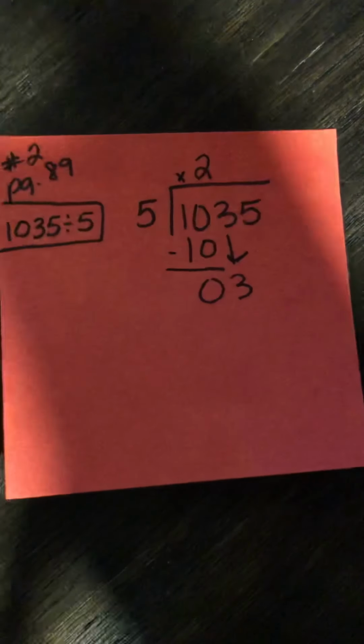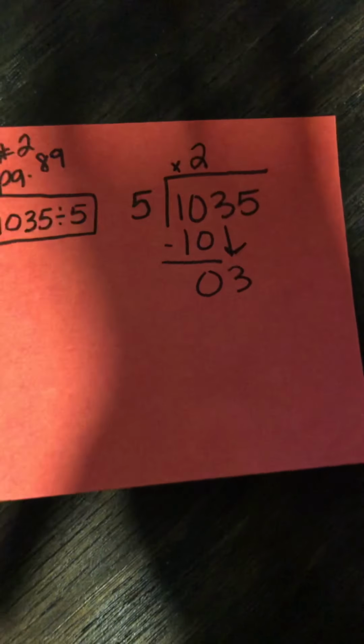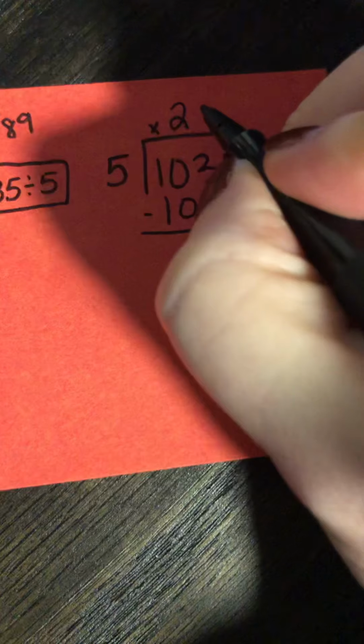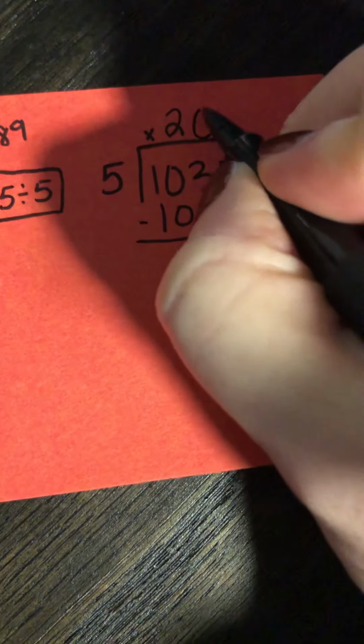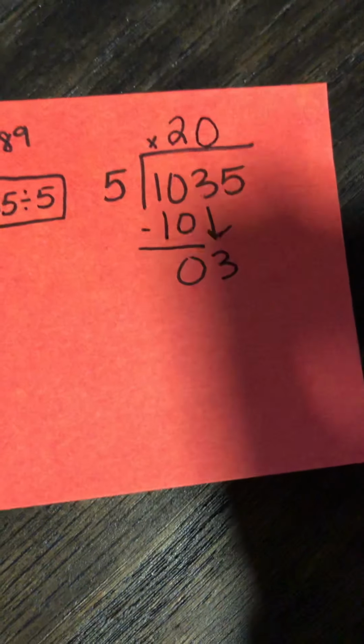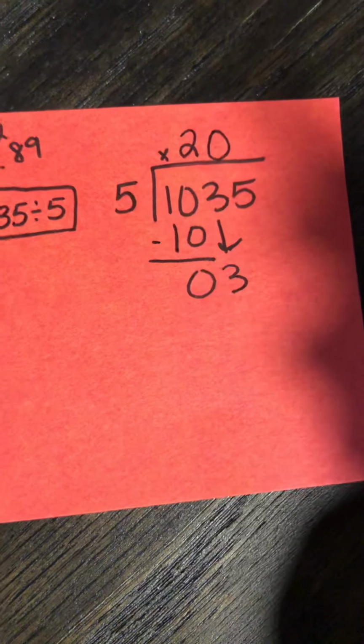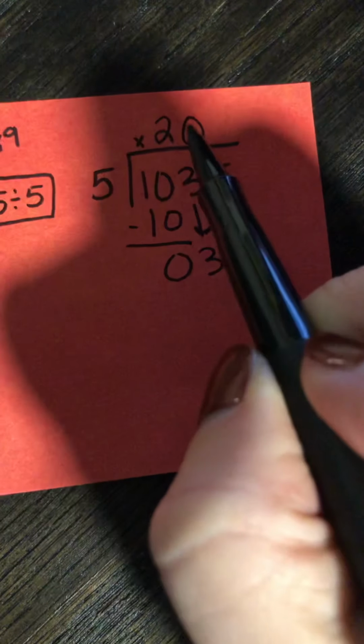But that doesn't mean that I'm done and I freak out. No, I just say, how many times can it go in? Well, it goes in 0 times. So I put my 0 up here. Okay, and that's where kids get really confused. Oh my gosh, it doesn't go in. I don't know what to do. It's fine. It goes in 0 times.